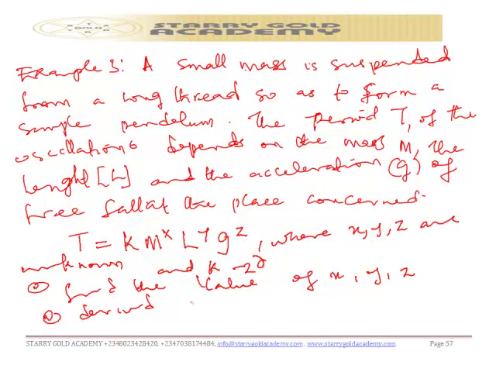Now let's look at the solution. We have number 1, our T is equal to k m^x l^y g^z. From the equation, the period T depends on the mass, the length, and the acceleration g of free fall.